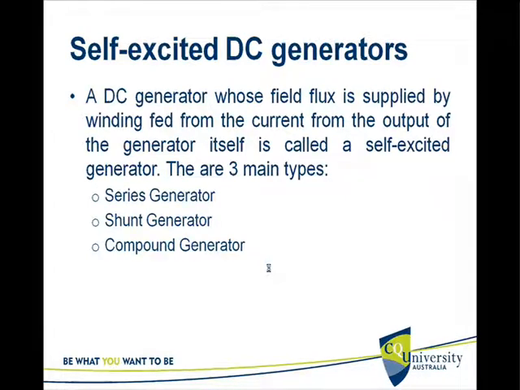Self-excited DC generators, what are they? They are the generators where the field flux is supplied by a winding fed from the current from the output of the generator itself. They are called self-excited generators. Unlike separately excited, where you have a separate source, you use the voltage generated from the generator itself to supply the field winding. And then there can be three main types: series generator, shunt generator, and compound generator.